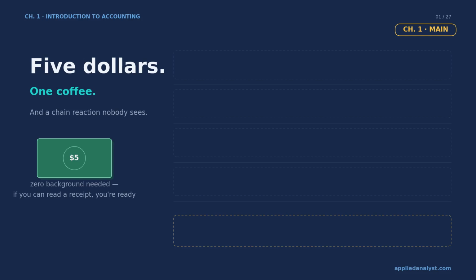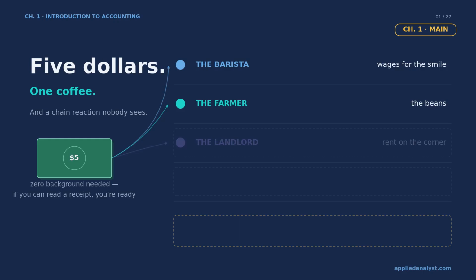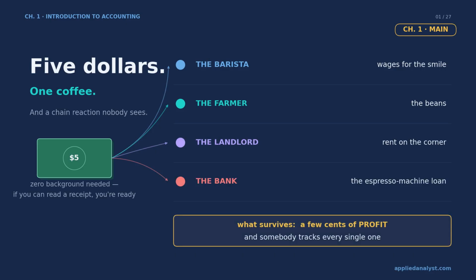You hand over $5 for a coffee, and it looks like the simplest trade in the world. But part of that money pays the barista who smiled at you, part pays the farmer who grew the beans, and the rest is split between the landlord who owns the corner and the bank that financed the espresso machine. Whatever survives that journey, a few cents, is profit, and somebody has to track where every single cent went.